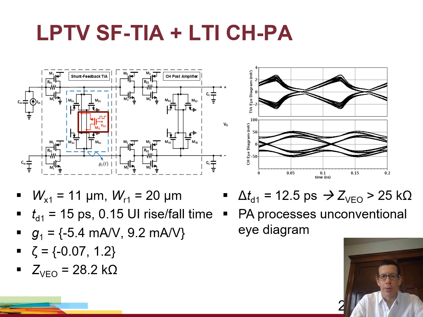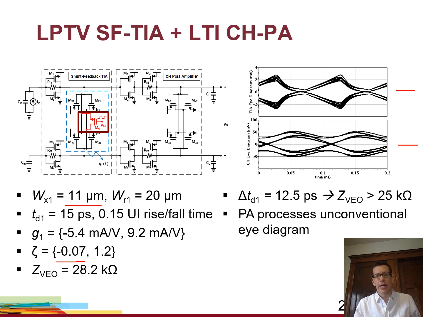Here we've made this a periodically time varying system by increasing the cross-coupled inverters from 4.5 microns to 11 microns, and then adding this triode region MOSFET MR1. It's modulated with a 50% duty cycle waveform with rise and fall times that are 15% of the unit interval. What we get is a damping factor that goes between this small negative number and a fairly large 1.2. The waveform at the output of the TIA is shown above, and then the waveform at the overall output is shown below. We have almost doubled the effective gain. It went from 15.5 kiloohms to 28.2 kiloohms.